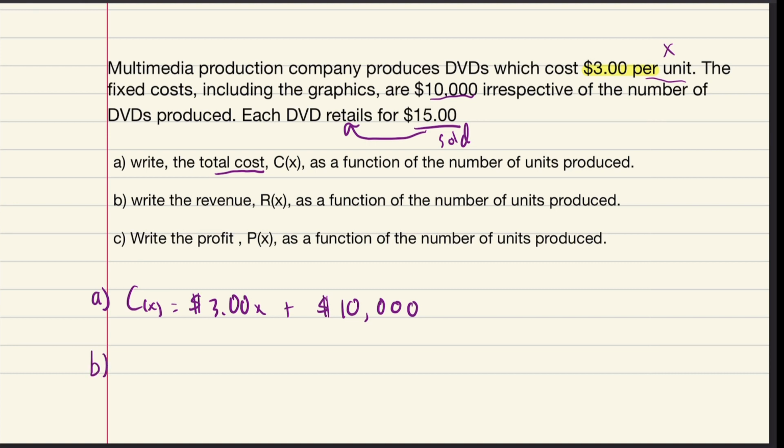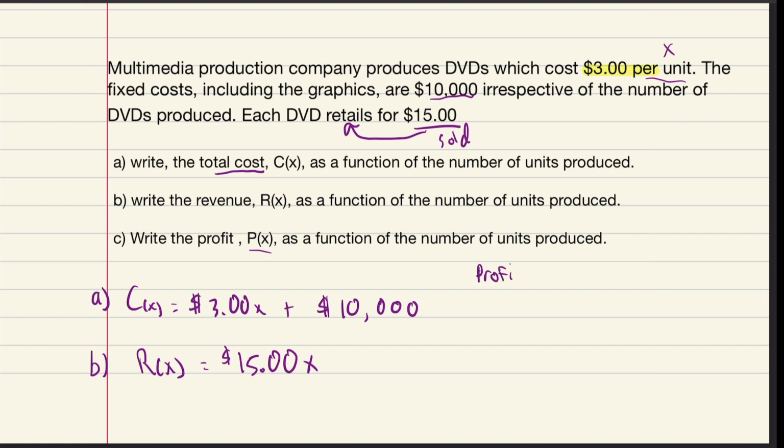Now, for B, the revenue, R at x. Well, it seems that the only way that money can be made is by selling the CDs, and there's no guaranteed revenue other than the selling of the CDs, which would be $15 per CD that's sold. So because there's no other capital, our revenue function is going to be R at x is equal to 15x.